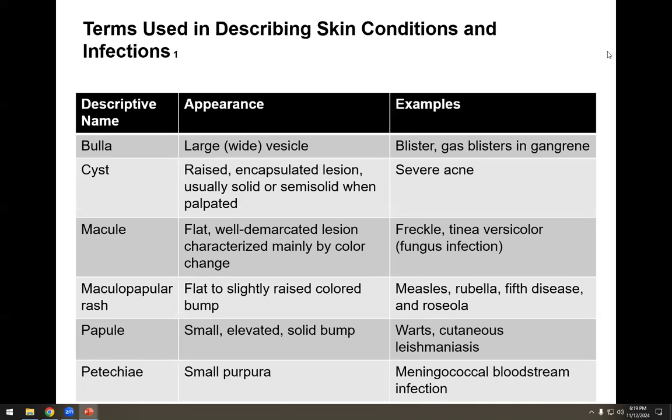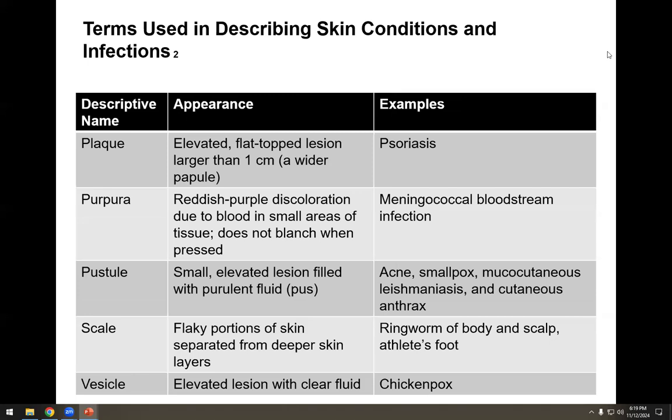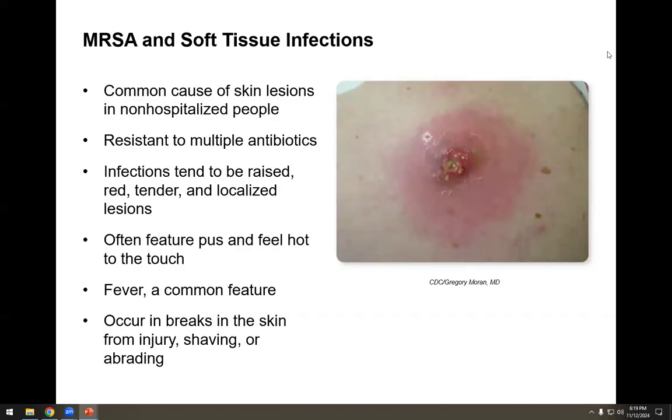These are some of the skin lesions that we'll see associated with some of these skin diseases, such as bulla, which are just blisters, essentially. It's a fancy word for a blister. Rashes, papules, which are little elevated bumps. Petechiae, ruptured vessels. There's also vesicles, like what we see with chickenpox.